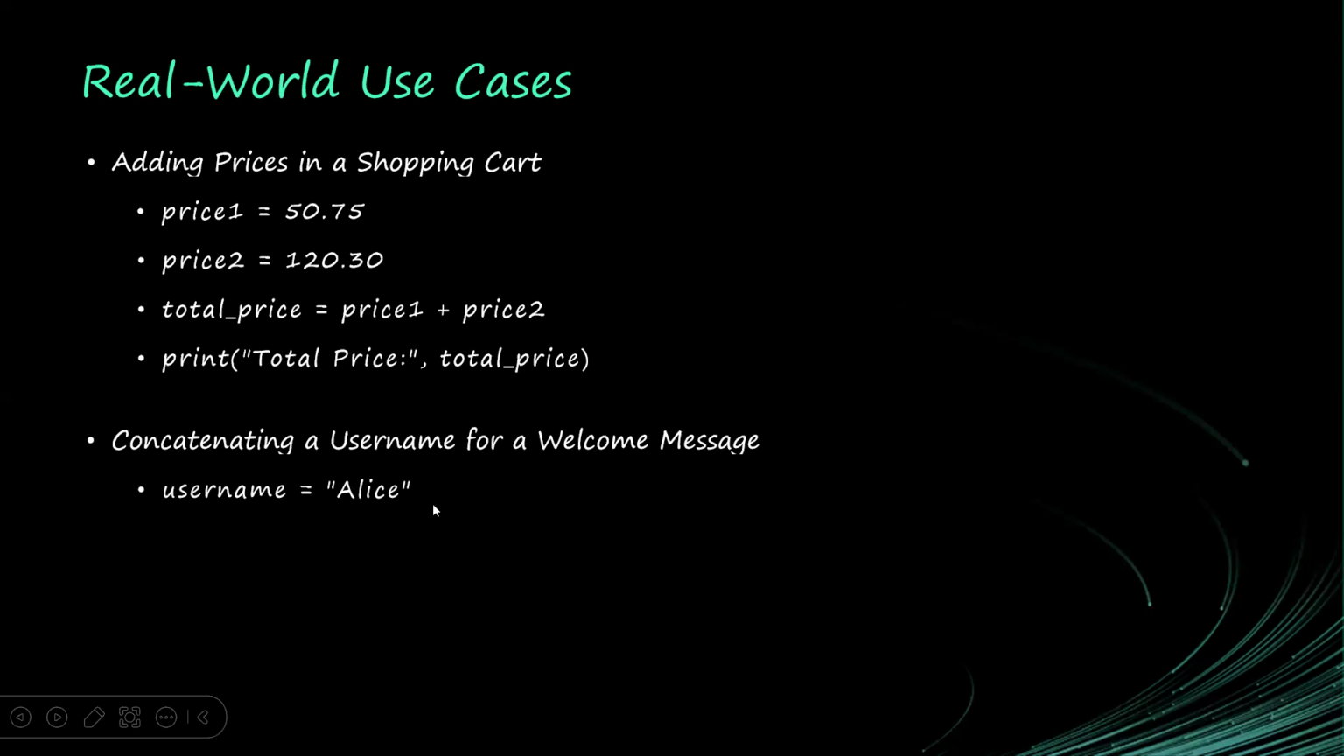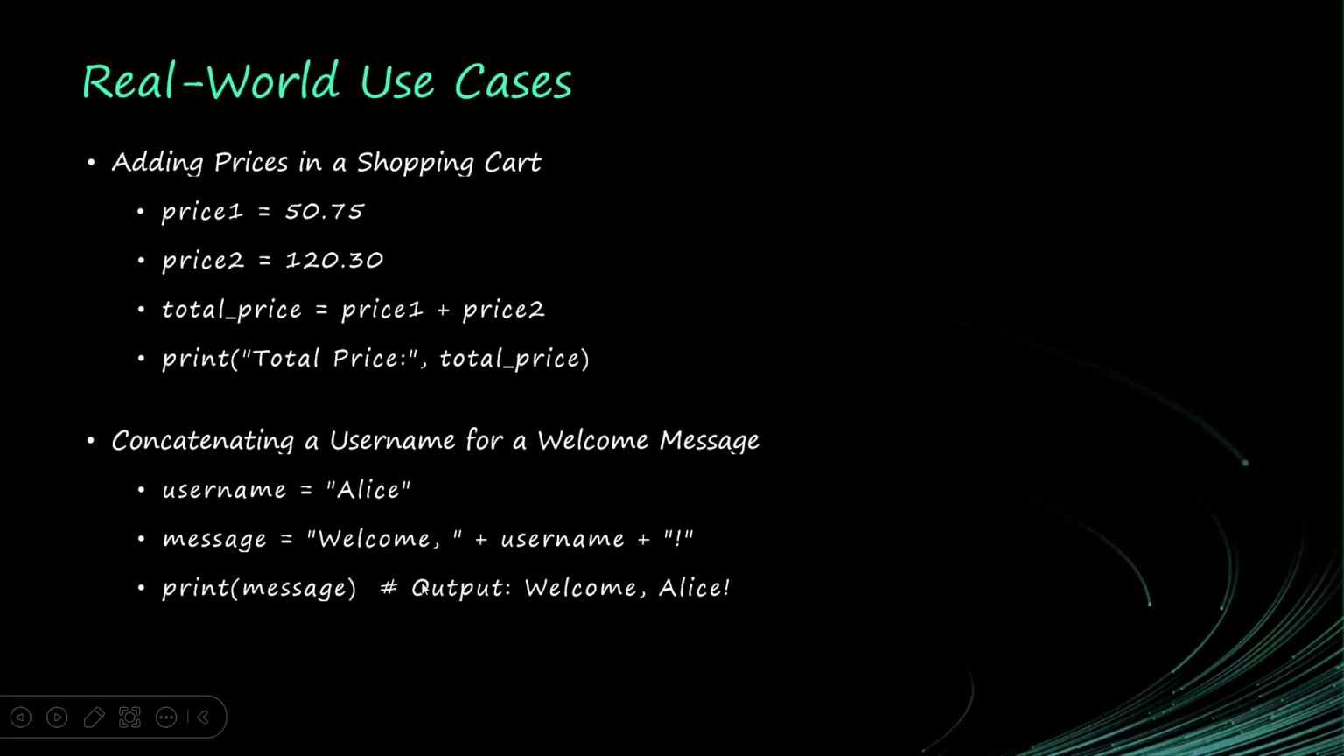Okay, let's say the person's username is Alice and you want to welcome that person. You will now say "Welcome, " with a comma and space, plus username, plus an exclamation mark. So this is string concatenation. The first one is a string, plus username, which is also a string, plus the exclamation mark. So you can just try this yourself.